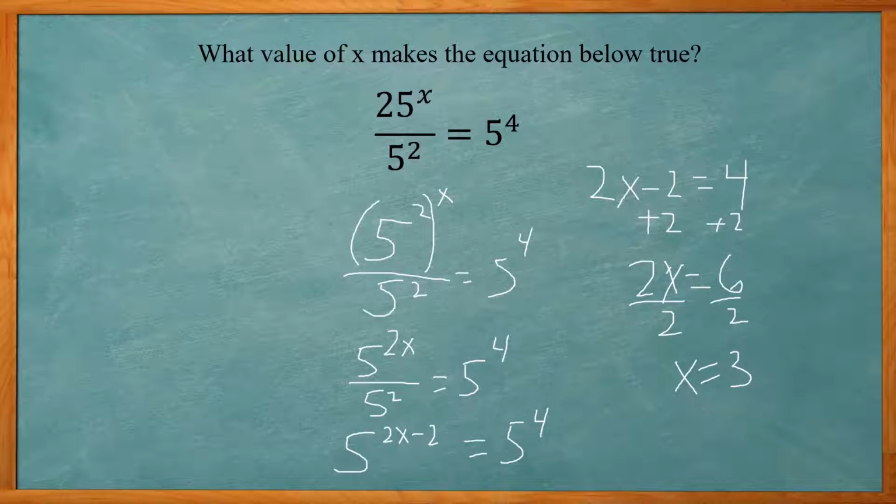And you can verify your answer by plugging in your value for x. So 25 to the third power divided by 5 to the second power should give you the same as 5 to the fourth power.